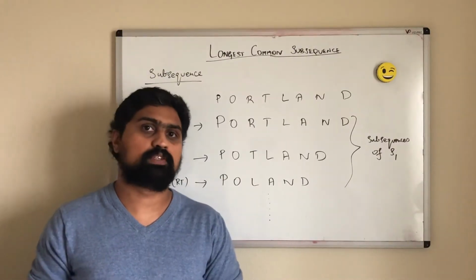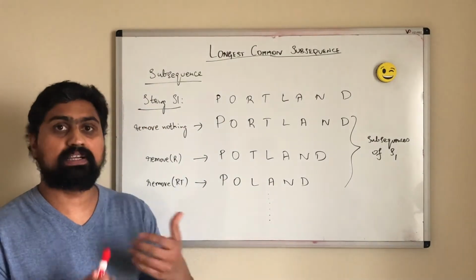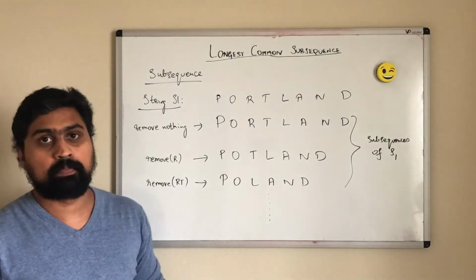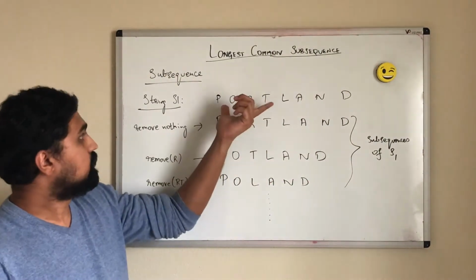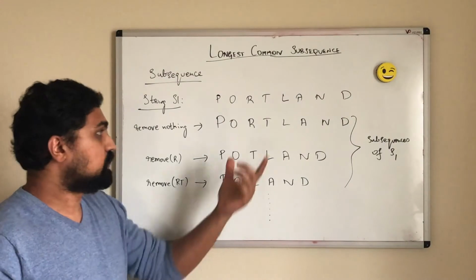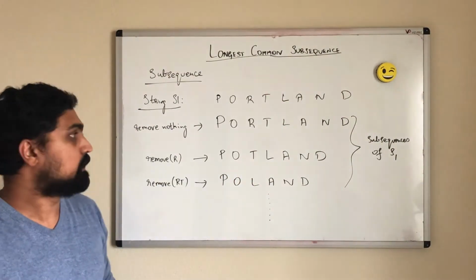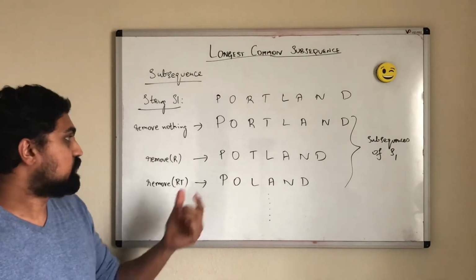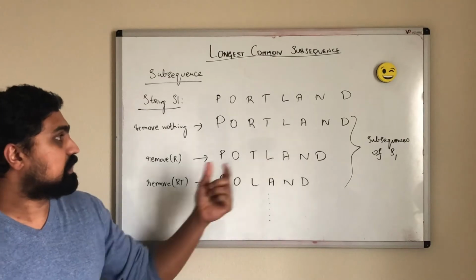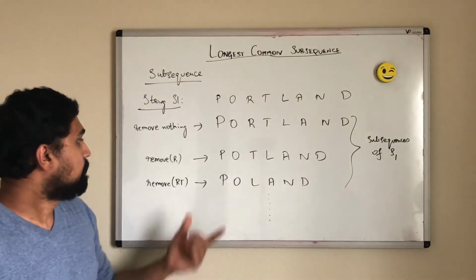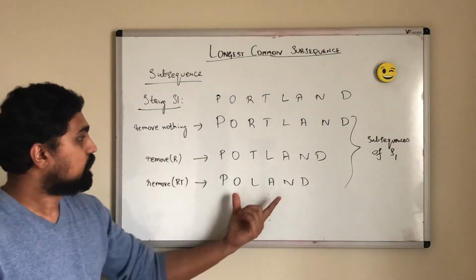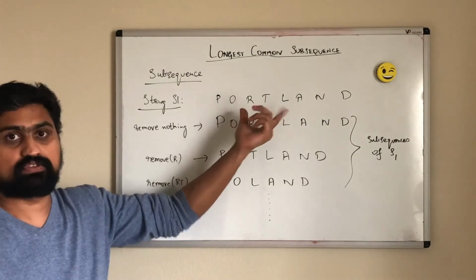Okay, so what is a subsequence? A subsequence of a string is nothing but a sequence of characters obtained by removing 0 or more characters from the original string. So let's take an example here. The string is Portland. If we don't remove any characters from the string, then we get the original string. So this string is a subsequence of the original string. If we remove, say, one character from the string, let's say we remove R from this string, so we get this string Potland. So this is a subsequence of this original string Portland. Now if we remove two characters from the string, say we remove R and T, so we get Poland. So this is a subsequence of this string here.